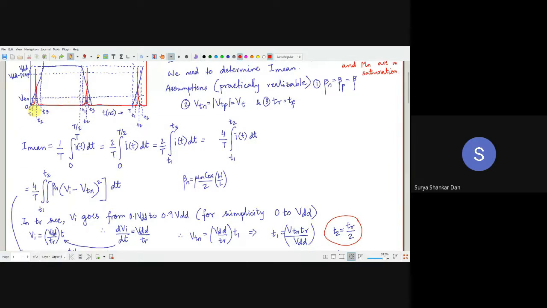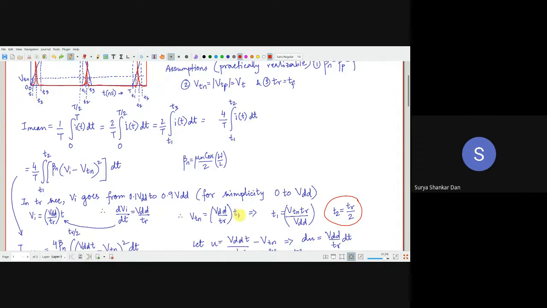Okay, अगर TR टाइम में, राइज टाइम में Vi VDD तक जा रहे हैं, तो फिर T1 टाइम में कितना तक जाएगा? VTN तक जाएगा. ठीक है, that's what I've done. This is a more mathematical way of representing the unitary method. That's it. Okay, so VTN is equal to VDD by TR into T1. Okay, यहाँ से T1 का वैल्यू हो जाएगा VTN TR by VDD. So this is another boundary condition.